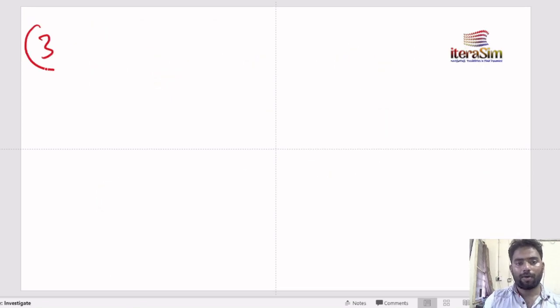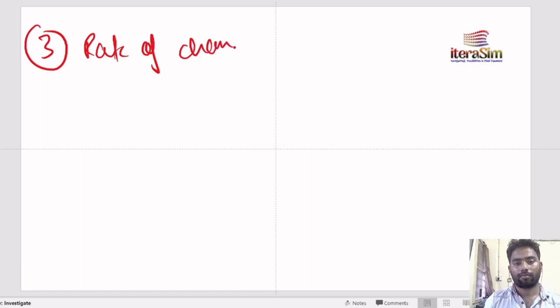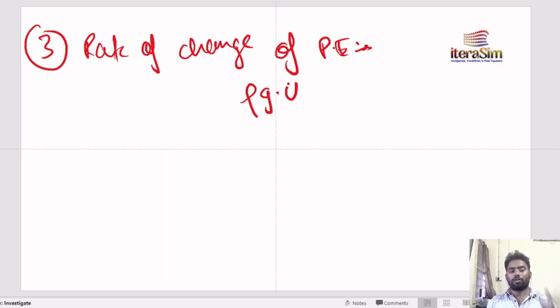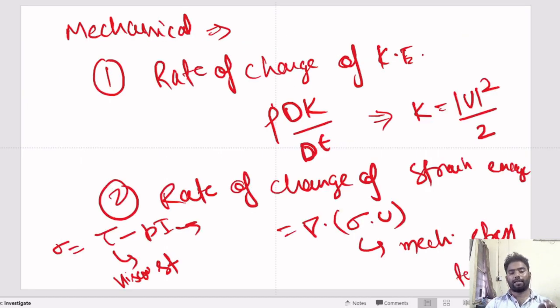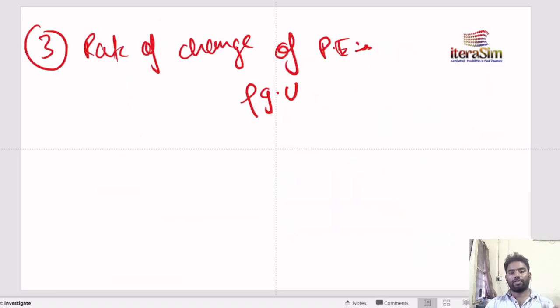Another form of the mechanical energy is the rate of change of potential energy. This term we can write as rho g dot u. So these are the three types of mechanical energy: the rate of change of kinetic energy, the rate of change of strain energy, and the third one, the rate of change of potential energy. These are the major contributions of the mechanical energy to the total energy.